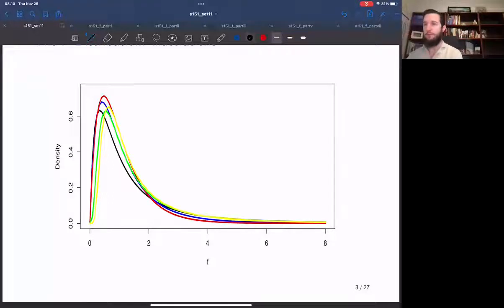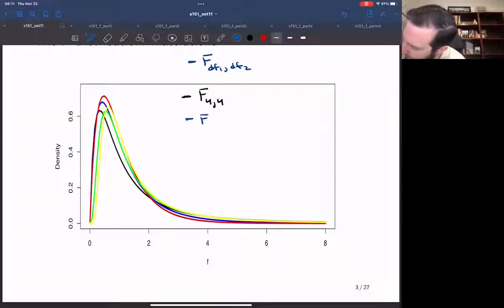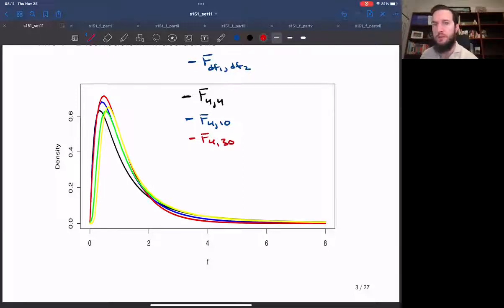So there are 5 different F curves on this slide. I'm going to show you what happens as you change the first or the second degree of freedom. The black curve here is an F curve on 4 and 4 degrees of freedom. Just for reference, the way I'm writing this is F, DF1, DF2. The first degree of freedom goes first, the second one goes second. The blue curve is an F on 4, 10, and the red curve is an F on 4, 30. So you can see that when you change the second degree of freedom, the peak of the curve is coming up and the tail is coming in. So the second degree of freedom kind of controls the height of the peak.